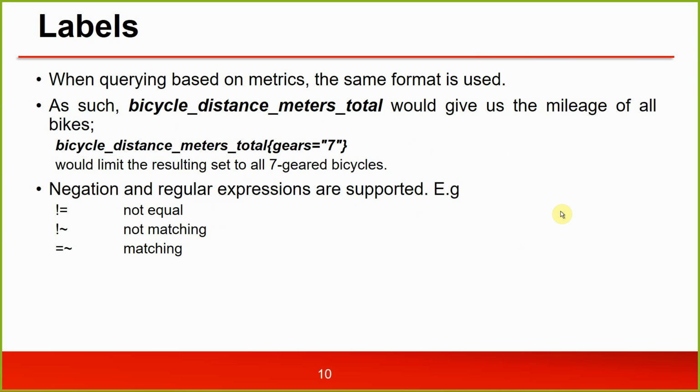When querying based on metrics, the same format is used. As such, bicycle_distance_meters_total would give us the mileage of all the bikes. But if I use bicycle_distance_meters_total with gear equal to 7, that would limit the resulting set to all 7-geared bicycles, not all. So we can use these operators: not equal to, not matching, and matching. Matching means this should be a part of the name. So equal means exactly equal or not equal.